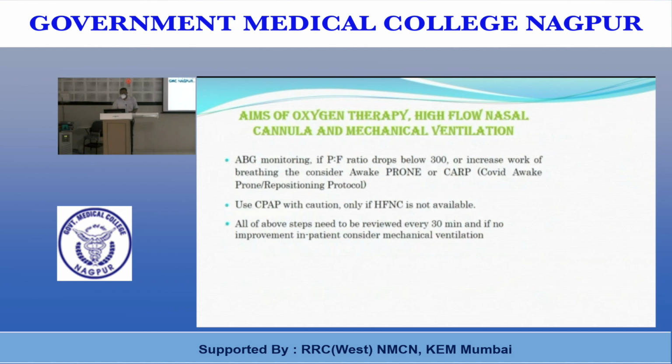ABG monitoring is essential. If the PF ratio, that is the PaO2 to FiO2 ratio, drops below 300 or there is increased work of breathing, consider awake prone positioning or the CARP, that is the COVID awake repositioning protocol. Use CPAP with caution, only if high flow nasal oxygen is not available. All these steps need to be reviewed every 30 minutes. If there is still no improvement, consider mechanical ventilation with intubation.